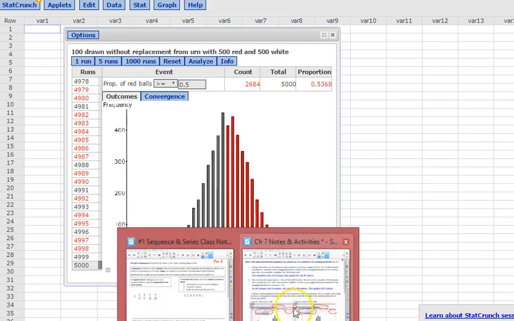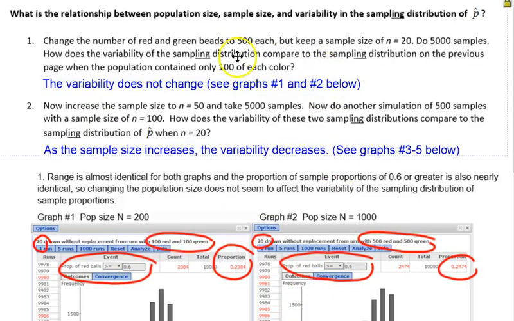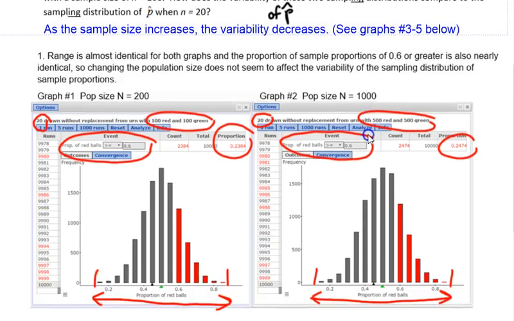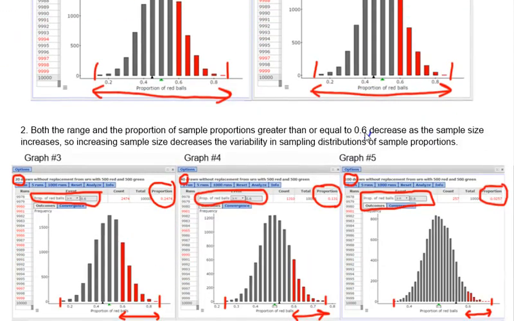So to summarize, if we go back here, changing the population does not change the variability of the sample proportions. But as the sample size increases, the variability of p hat does decrease. And I have this summarized if you wanted to look at the printed notes that are online. I have this summarized using a series of graphs showing the decrease.